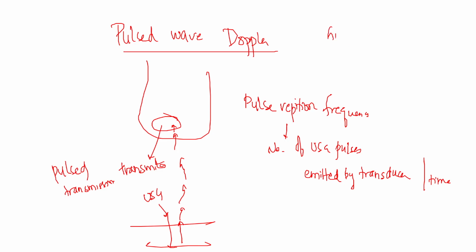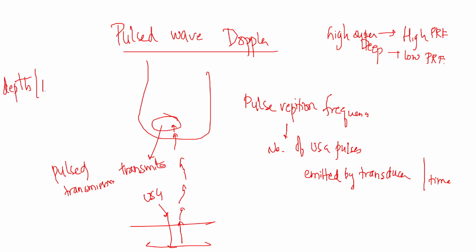For high superficial vessels, we can use high PRF, pulse repetition frequency, whereas for deeper vessels, it is better to use low pulse repetition frequency. With every emitted pulse, a returning signal is seen. As a result, the depth or location of the reflector can be determined with the help of this pulsed wave Doppler.